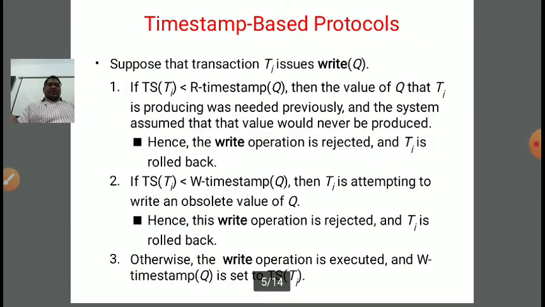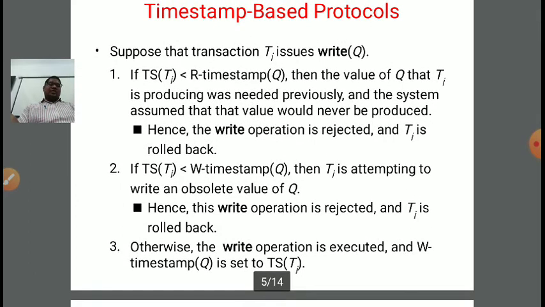Now some more concepts. Suppose that the transaction Ti issues a write on data item Q. Then there are some possibilities. First, if the timestamp of Ti is less than the read timestamp of the data item Q, then the value of Q that Ti is producing was needed previously, and the system assumed that the value would never be produced. So what will happen in this case? The write operation is rejected and transaction Ti is rolled back.